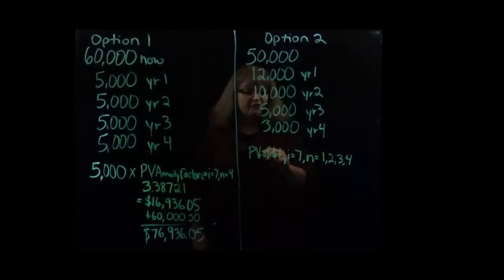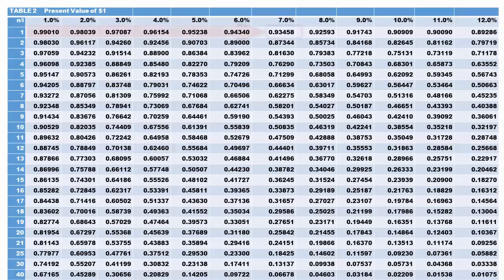And so we'll find the factor of present value of $1 at 7% and n equals 1, and we'll multiply that by the $12,000. We'll find the present value of $1 where I equals 7 and n equals 2, and we'll multiply that factor by the $10,000. And then so on and so forth for n equals 3 and n equals 4. So let's take a look at the tables.